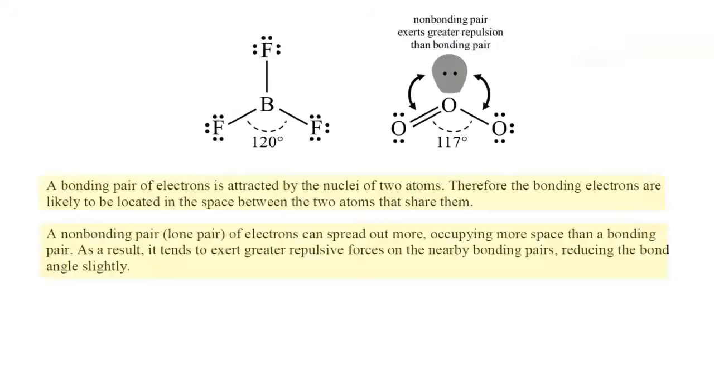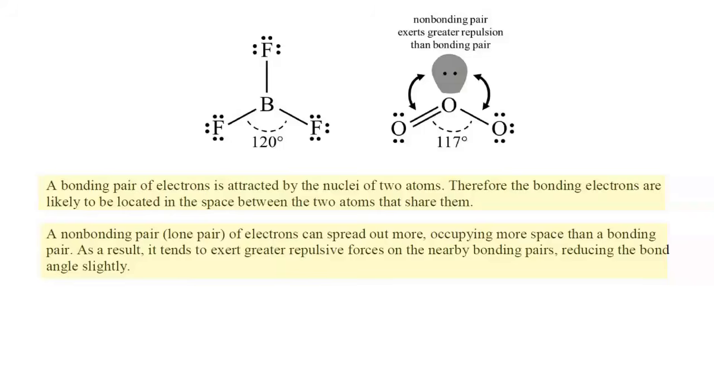So in an earlier video talking about bond angles, I'd mentioned the following. A bonding pair of electrons is attracted by the nuclei of 2 atoms. Therefore, the bonding electrons are likely to be located in the space between the 2 atoms that share them. However, a non-bonding pair or a lone pair of electrons can spread out more, occupying more space than a bonding pair. And as a result, a lone pair tends to exert greater repulsive forces on the nearby bonding pairs, reducing the bond angle slightly.